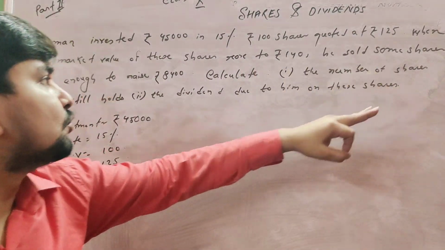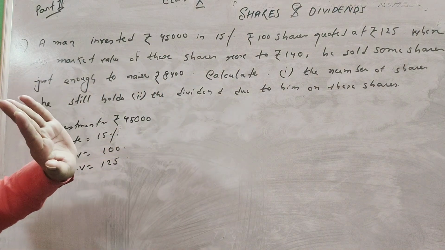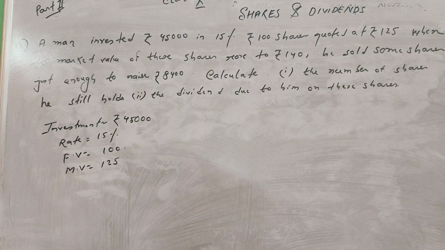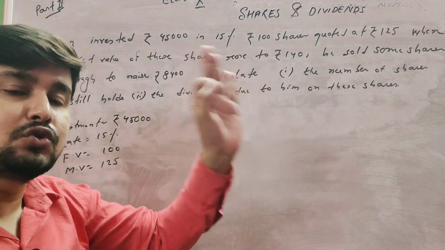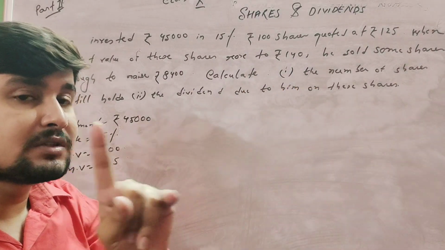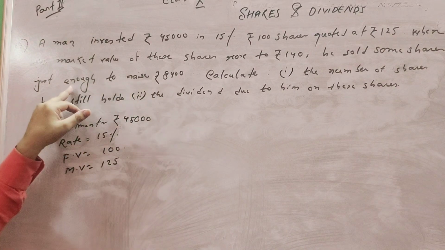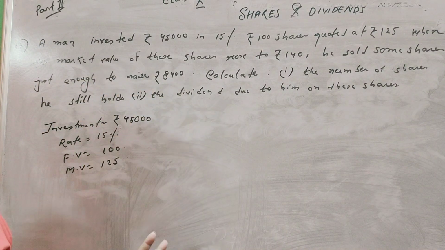He wants to sell some shares just enough to raise rupees 8,400. That means he sees that when the price of the shares is getting high at rupees 140, he wants to sell some shares. The number of shares he sold is not mentioned, but he only wants to gain, that means he only wants rupees 8,400.